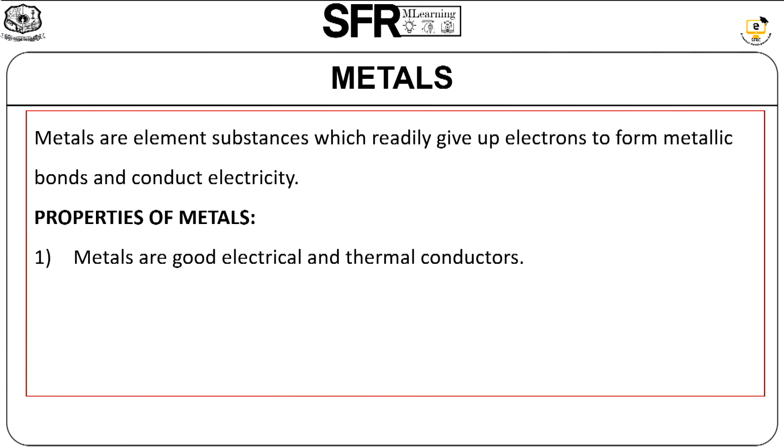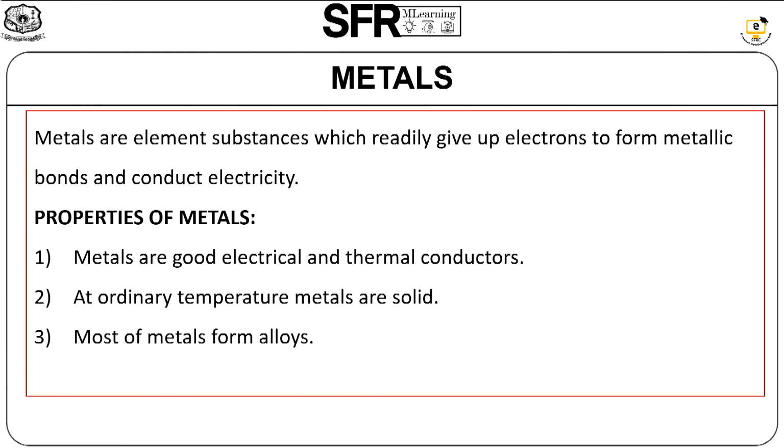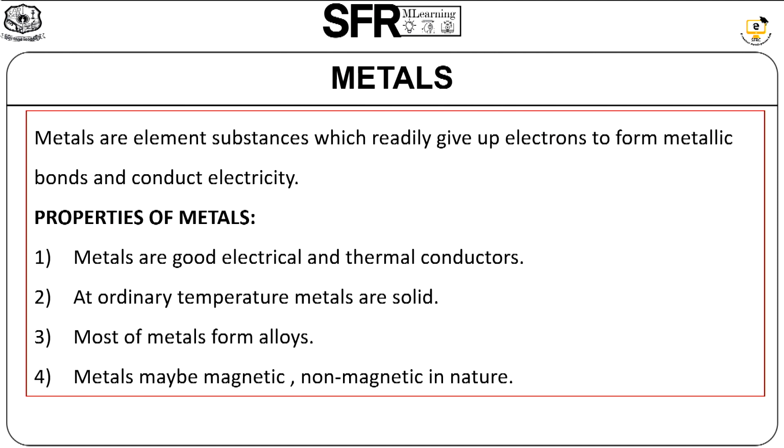All the elements are broadly divided into metals and non-metals. According to their properties, metals are elements which readily give up electrons to form metallic bonds and conduct electricity. Some important basic properties of metals are: they are usually good electrical and thermal conductors, and at ordinary temperature metals are usually solid.